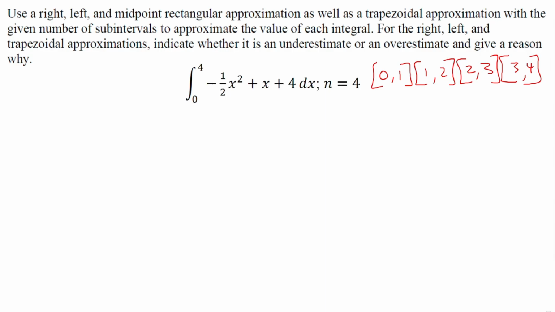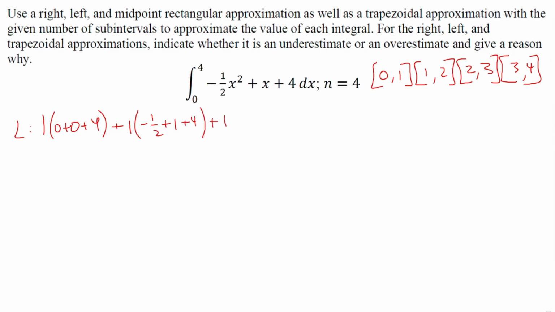So we'll start with our left approximation, right? And our left approximation, well, it'll just be the length of each of them, which is 1. I'll write the 1s out because the length of each subinterval is 1. And then when we plug in the left endpoint of the first subinterval, that's 0. So that's 0 plus 0 plus 4. And then we'll do 1 times when we plug in 1, the left endpoint of the second interval, that's negative 1/2 plus 1 plus 4.